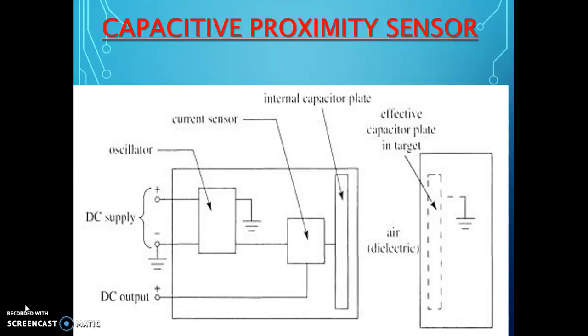As the object comes close to the plate of the capacitor, the capacitance increases, and as the object moves away, the capacitance decreases. An electronic circuit inside the sensor begins to oscillate. The rise or the fall of such oscillation is identified by the threshold circuit and the output switches accordingly.